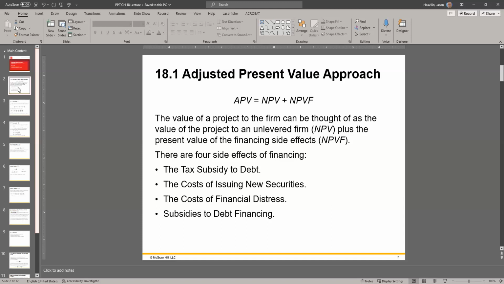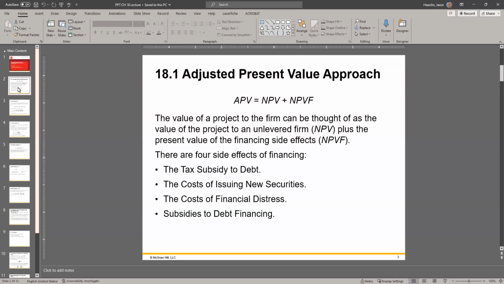The value of a project to the firm can be thought of as the value of the project for the unlevered firm, that is, a firm without debt. And then you can add the present value of the financing side effects, which we'll discuss in a minute. In other words, we're comparing the NPV without debt and what happens to the NPV if we add debt to the project.